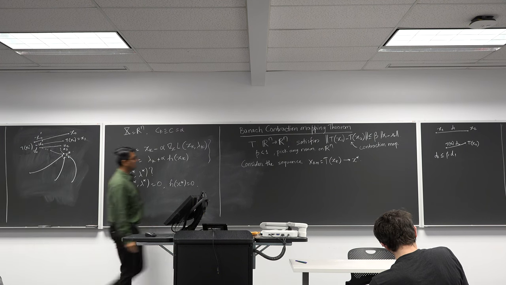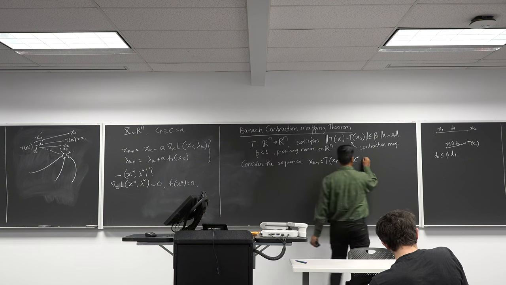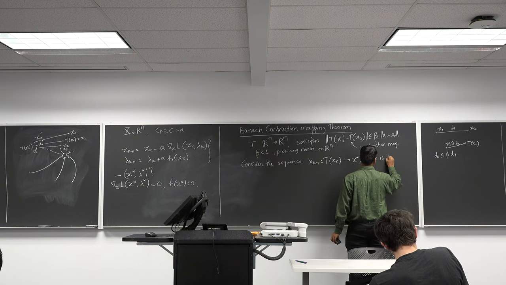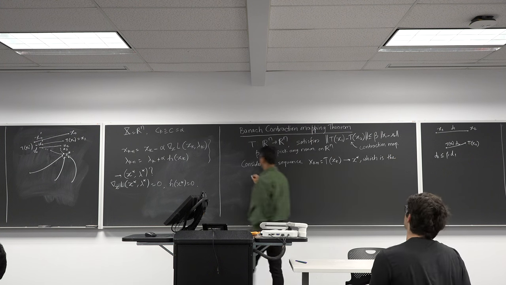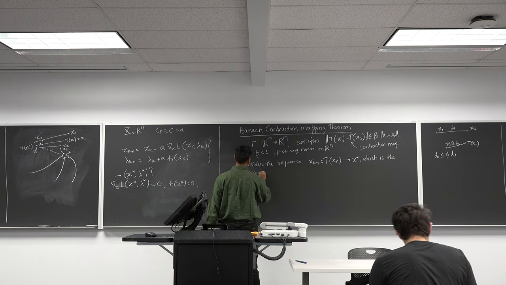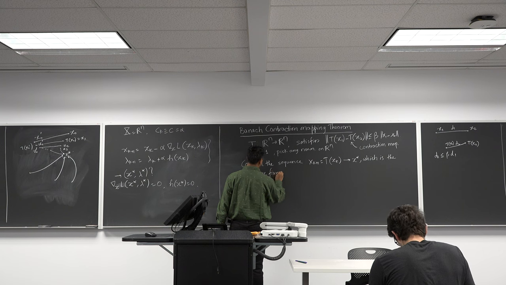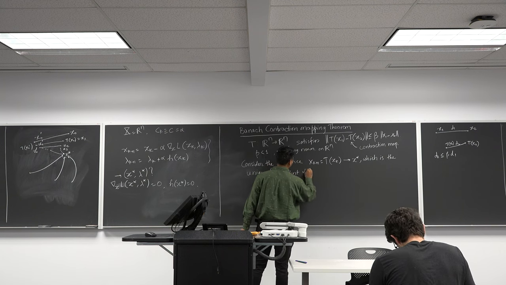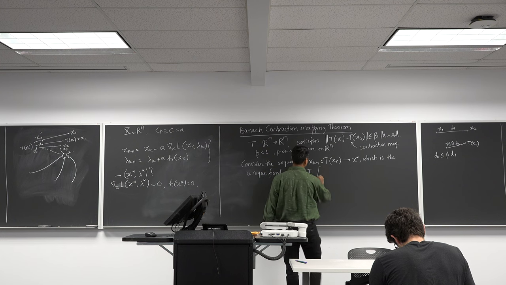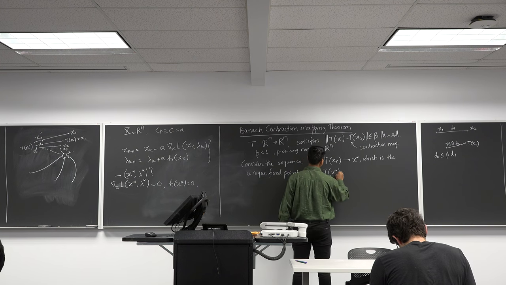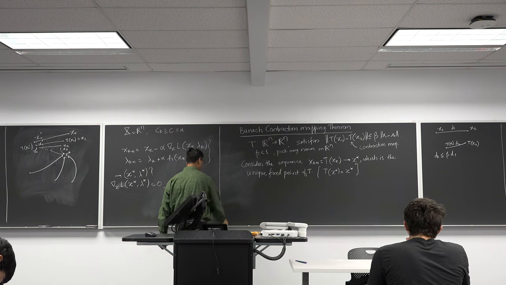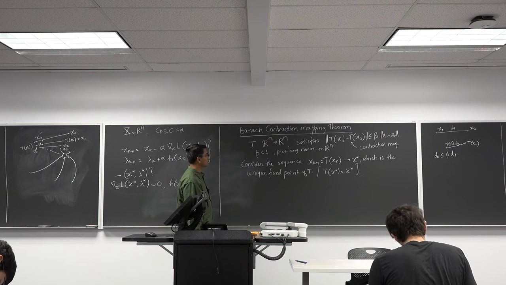So this x star is actually called the unique fixed point of T. So what is the fixed point? T of x star is equal to x star. This is the theorem. This is the Banach Contraction Mapping Theorem.